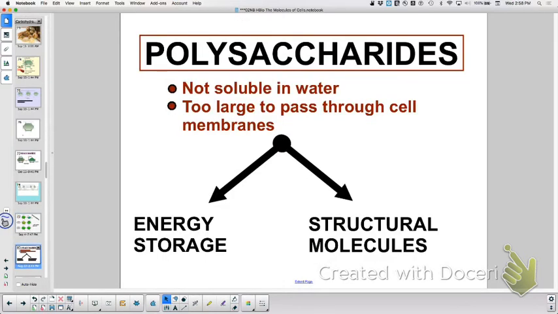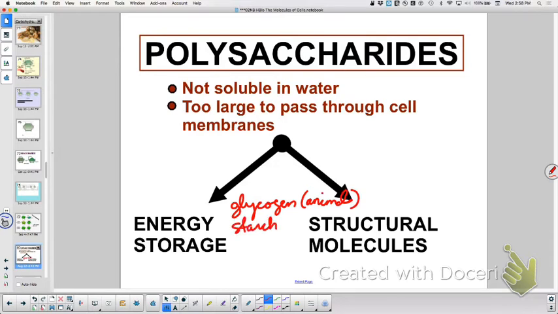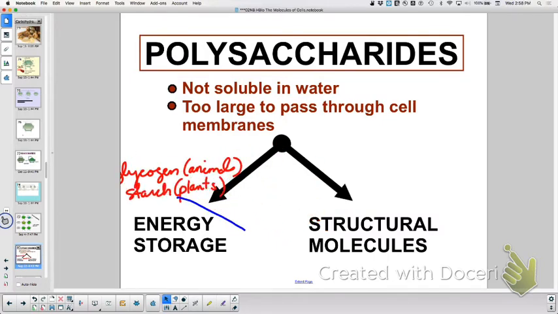Your polysaccharides, they have stuff in common. They don't dissolve well in water, which means they're hydrophobic. Okay? They're too large to pass through a cell membrane. Some are used for energy and some are used for structure. The energy ones, do you remember the two energy ones? Glycogen in animals, we put it in our liver usually. Glycogen, do you know the other one? Starch. Who makes starch? Plants. Okay? Those are polysaccharides that are used for energy.